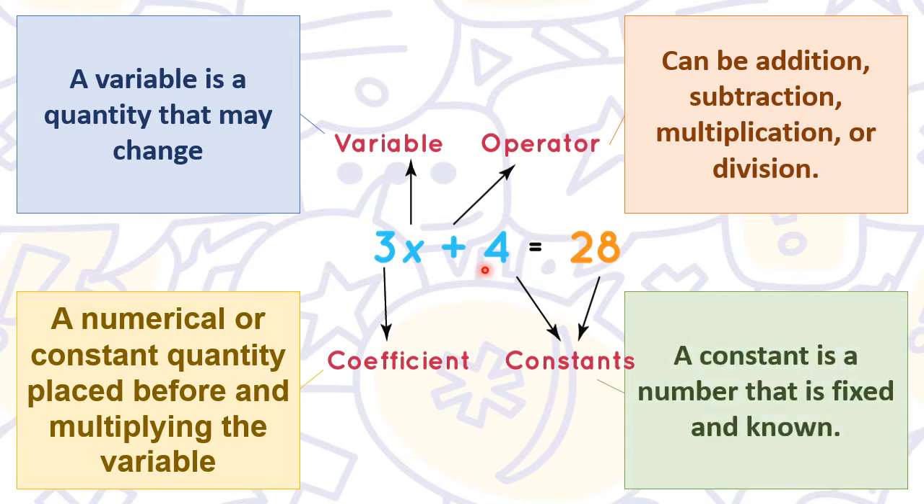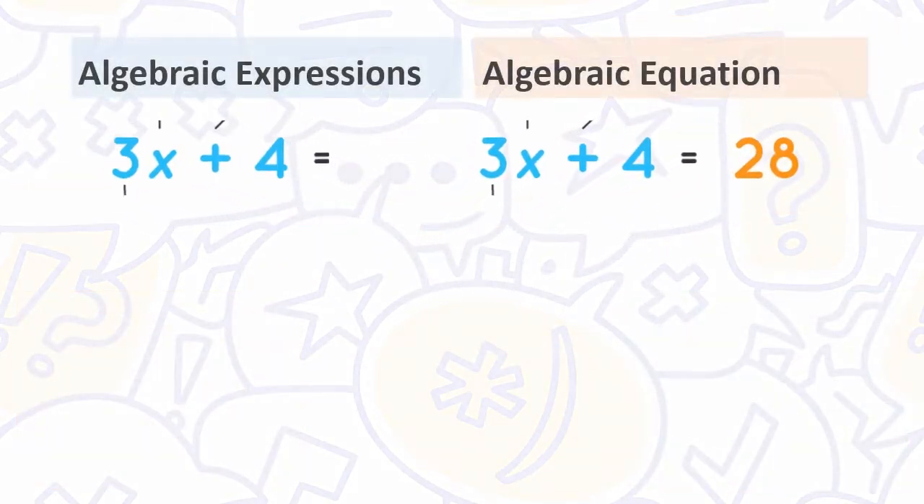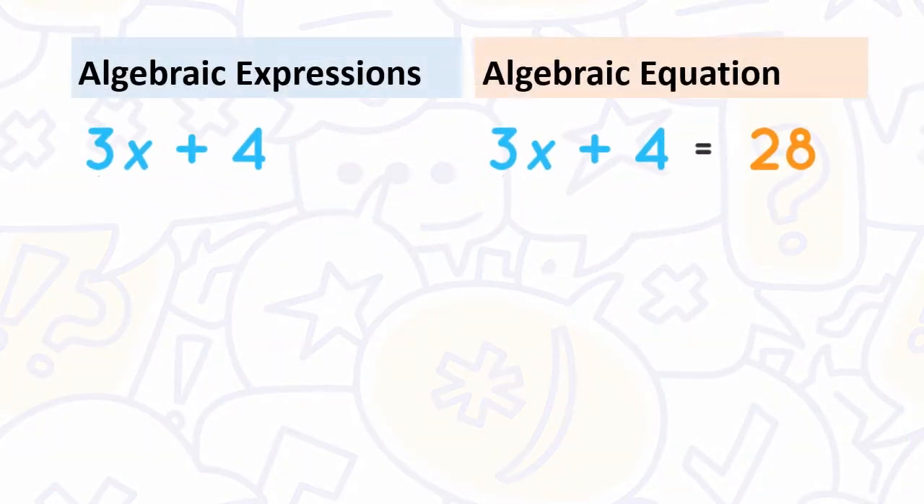And last is yung constant. Constant is a number that is fixed and known. So like 4, ito 4, alam na natin, hindi na siya magbabago. 28. So constant number that is fixed. Okay, so ito yung mga codes that we can use to make our life in mathematics easier. And putting them together, we can have algebraic expressions and algebraic equation.